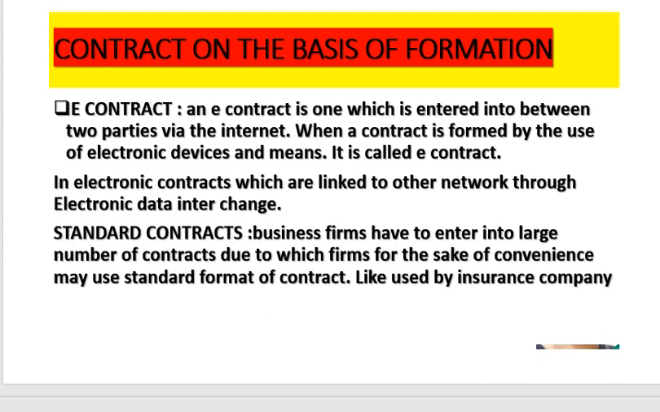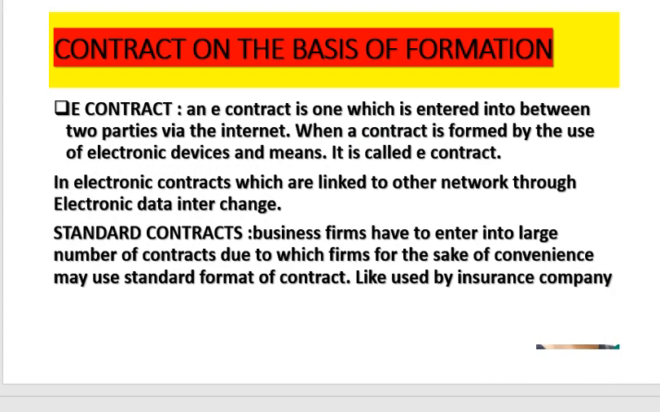E-contracts are those entered into between two parties over the internet. When a contract is formed by the use of electronic devices, it is called an e-contract, or we could say a cyber contract, or mouse click contract. Electronic contracts are linked to other networks through electronic data interchange.